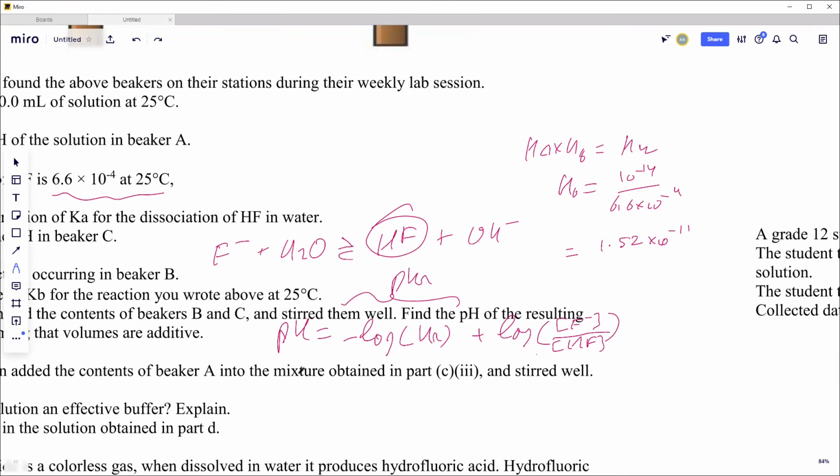So I'm going to immediately start with pH equals minus log of Ka, which is 6.6 times 10 to the power of minus 4. And this log term is 0, because it's plus log of something over something, and they're both equal: 0.2 over 0.2 is 1, log of 1 is 0. So pH equals minus log of 6.6 times 10 to the power of minus 4. You're going to get 3.18. And so we're done with that part.